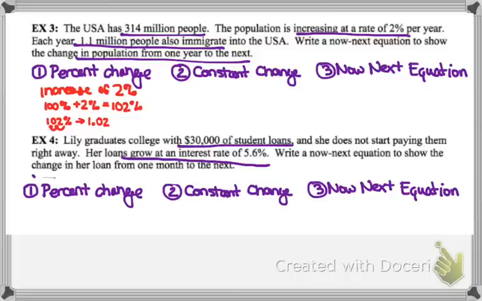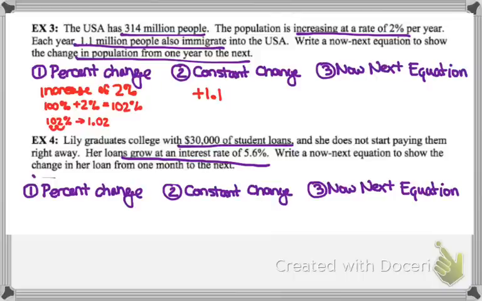And now we're ready for the constant change. When I read this problem, there is an extra number in here. It says each year 1.1 million people immigrate into the USA. Now, do you think that would make our population go up if they're immigrating into the country, or go down? It would make it go up. So what that tells me is that I have an increase of 1.1 million, so I write plus 1.1.